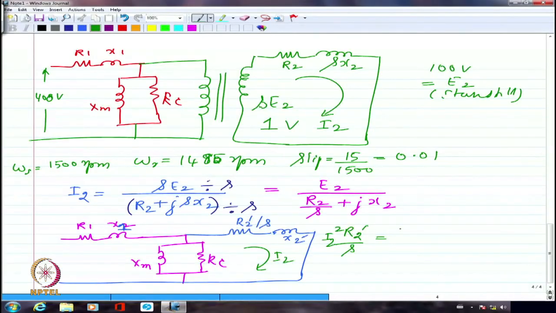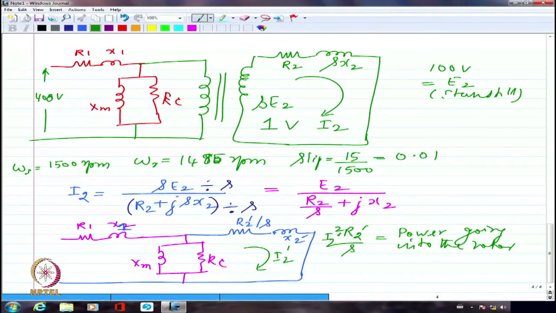This is the power going into the rotor. This is the power that is going into the rotor per phase. Of course, everything we are talking about is per phase. I2 is the current that is flowing. I2 square multiplied by R2 dash by S will be the overall power, that is, I2 dash square R2 dash by S. All of these are dash. I2 dash square R2 dash by S is the power that is actually entering into the rotor.